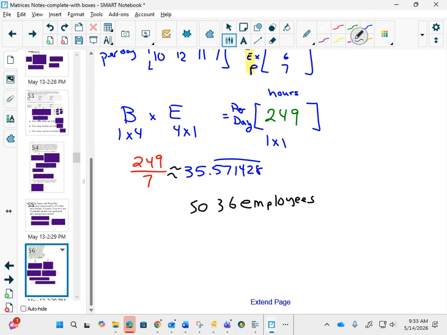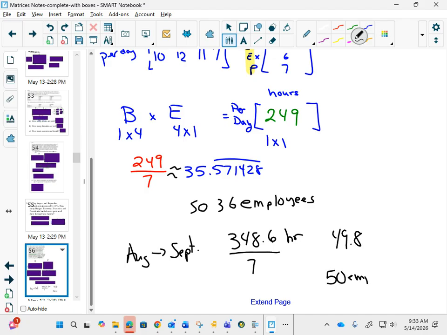Right? And then August and September, I'm going to take that 249, multiply it by 1.4. We need 348.6 hours. Divide that by 7. Have to hire 14 more employees.